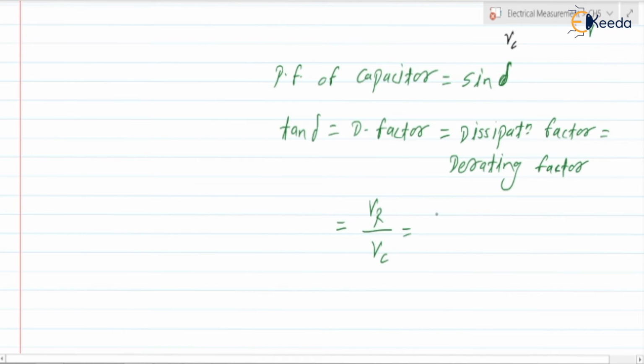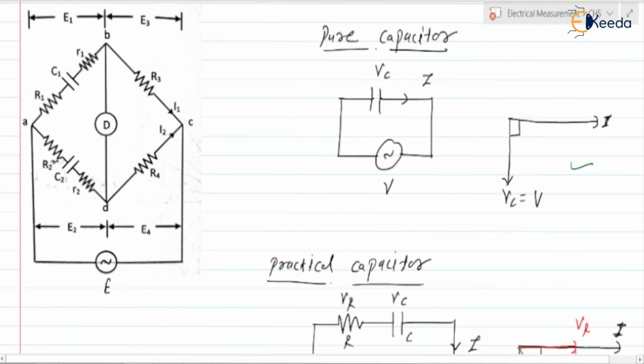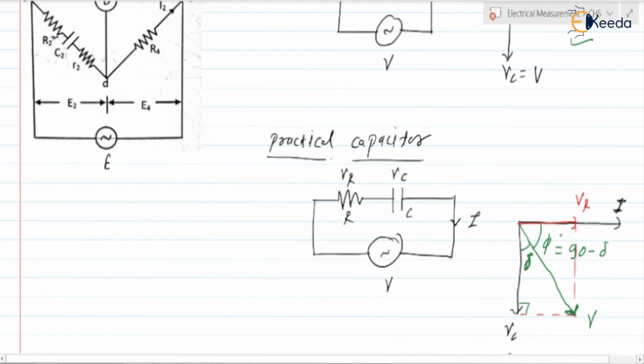What is the VR? VR is equal to I into R, and VC is equal to I into capacitive reactance XC. XC is nothing but 1 by omega C. So I gets cancelled, and if we replace this XC with 1 by omega C, then we can write it is equal to omega into RC. This is the expression for tan delta. Some of the exams have asked questions on this. So this is the primary discussion, the difference between the pure capacitor and the practical capacitor.